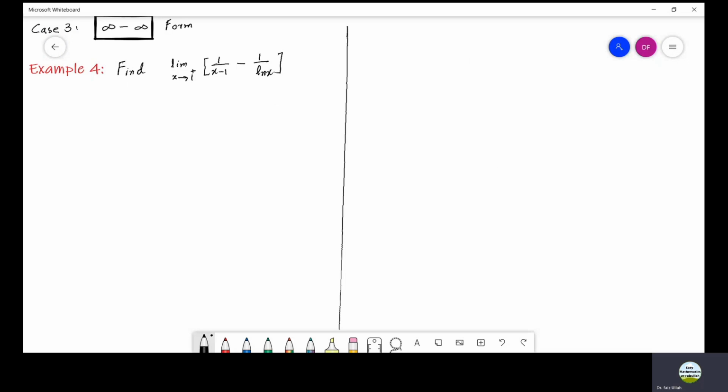Let us consider case number 3. If we have infinity minus infinity form, in that case we shall take the LCM and simplify the question, and it will automatically be reduced to the 0 by 0 form or infinity by infinity form.